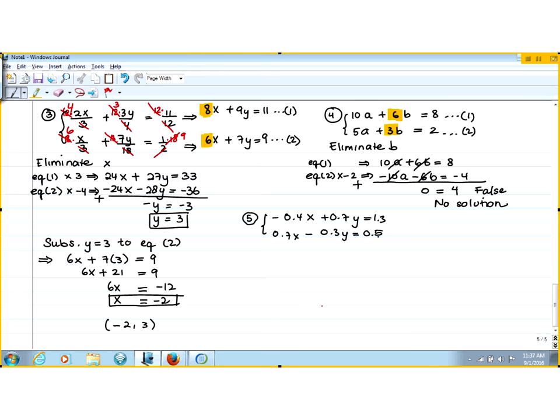Okay. I'm supposed to clear the decimal. How do I clear decimal? Okay. So what do I have? Negative 4x plus 7y is 13. That's right. Now I'm going to call this equation 1. How about the second one? 7x minus 3y is equal to 5. And this is equation 2.